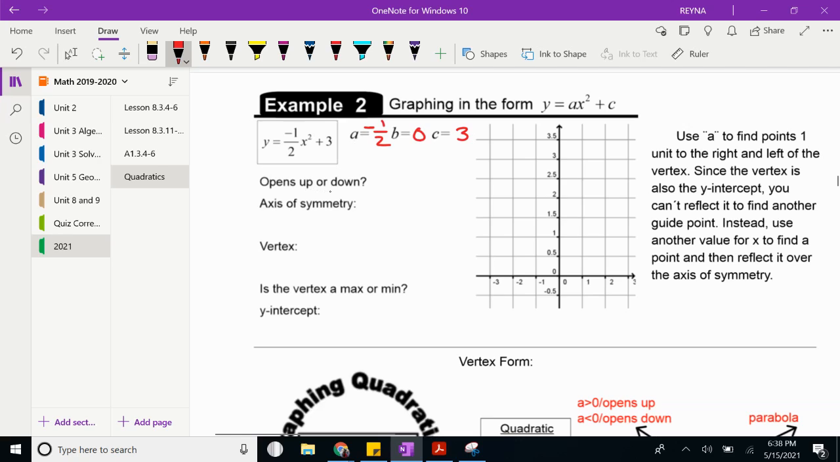Okay, is this going to open up or down? We have to look at A to determine if it's going to open up or down. So what do you think? Is it going to open up or down? A is negative, so it is going to open down. Now we have to do our axis of symmetry, which is that equation, negative b divided by 2a. Okay, so what did you get for the axis of symmetry? Once you plug your numbers in, what did you get? Okay, let's take a look. We got negative 0, 2, and negative 1/2.